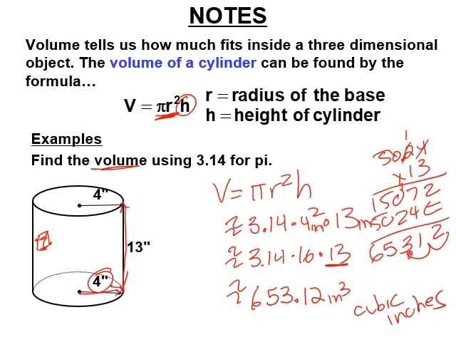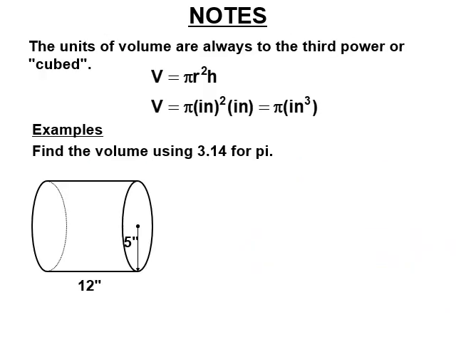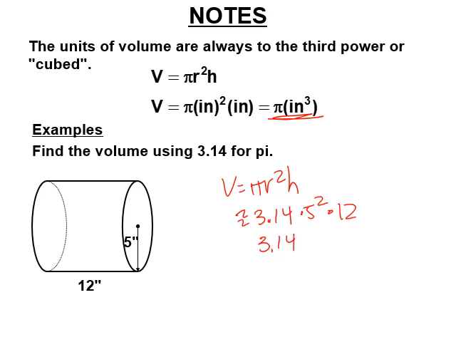Pi r squared h, volume of a cylinder. All right, so this cylinder is on the side, but it's the same thing. The notes are just telling you that it's cubic inches there. Pi doesn't have units, but a radius does and a height does. So the volume of this would be pi r squared h, which is approximately 3.14. The radius this time is 5, and we're squaring that, times 12. So 3.14 times 25 times 12. Now you can multiply those in any order you want.